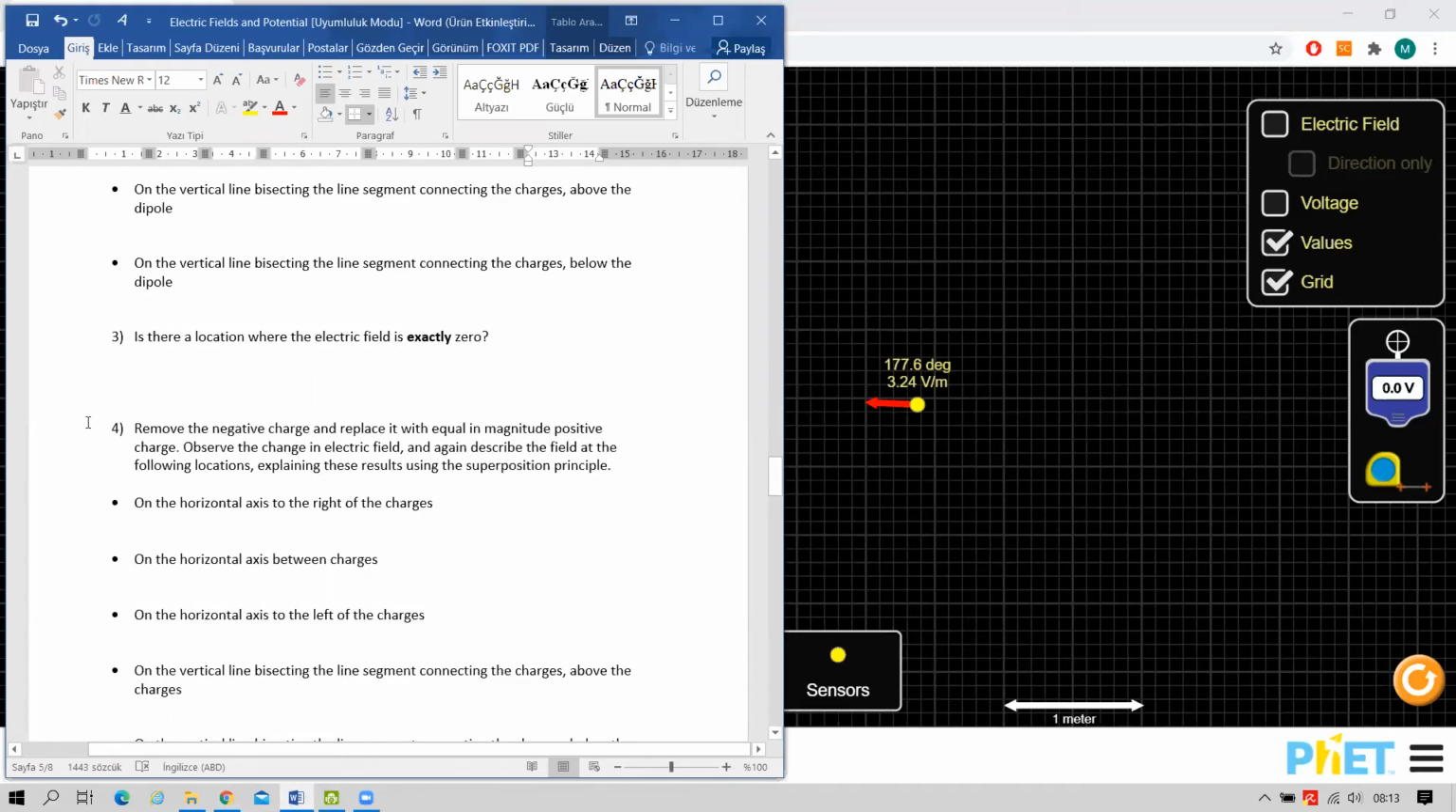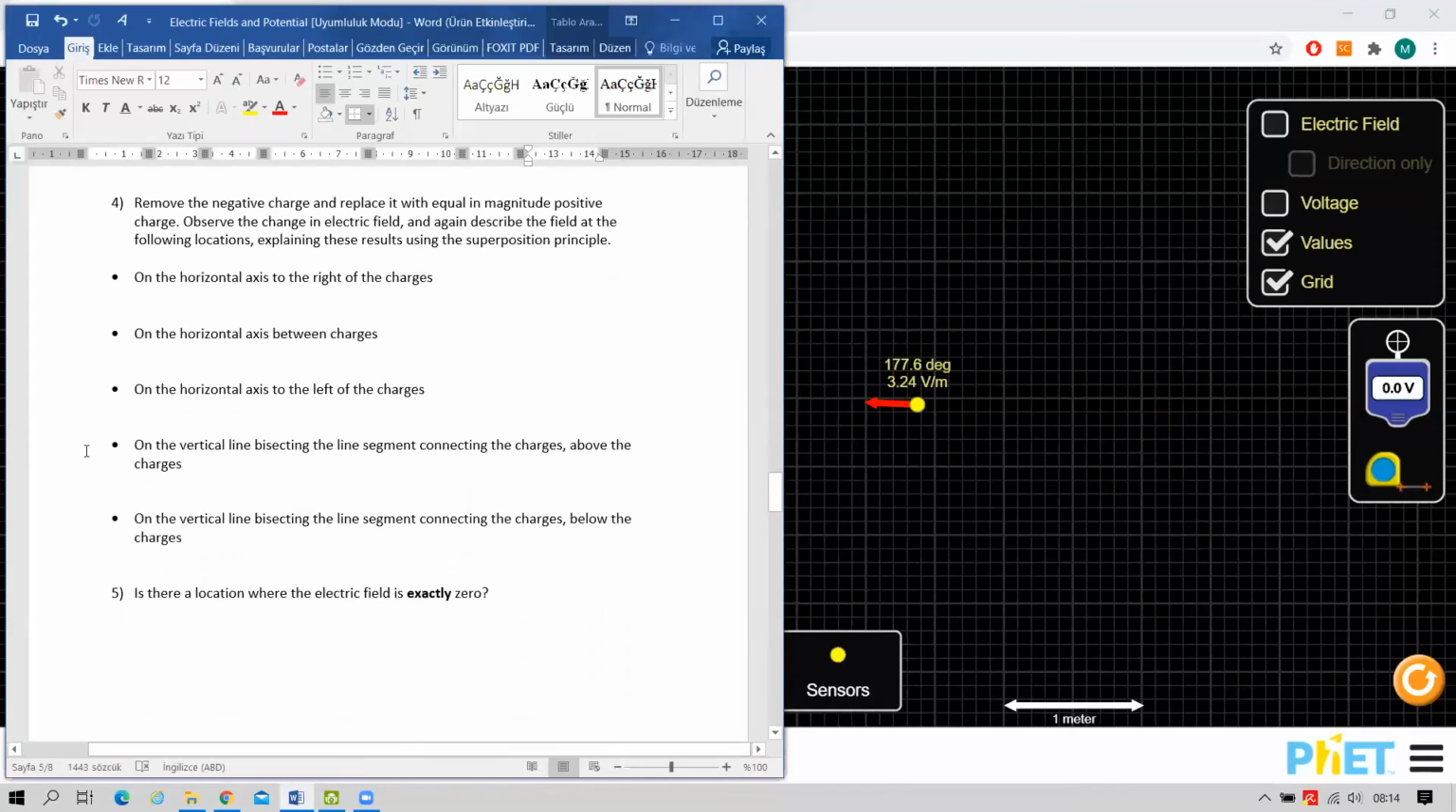Item number 4 reads, remove the negative charge and replace it with an equal in magnitude positive charge. So you will just remove the negative charge in the simulation and put the positive charge. You will have two positive charges and you observe the change in the electric fields. And again, describe the field at the following locations. Explain these results using the superposition principle.